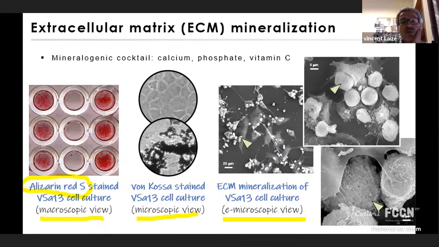So if we use a scanning electron microscope to look at the extracellular matrix of the VSF13, we could see, at different magnification, the deposition of the mineral nodules. Here they are all identified with that green arrowhead. Okay, and I remind you that these mineral nodules are made of hydroxyapatite-like minerals.